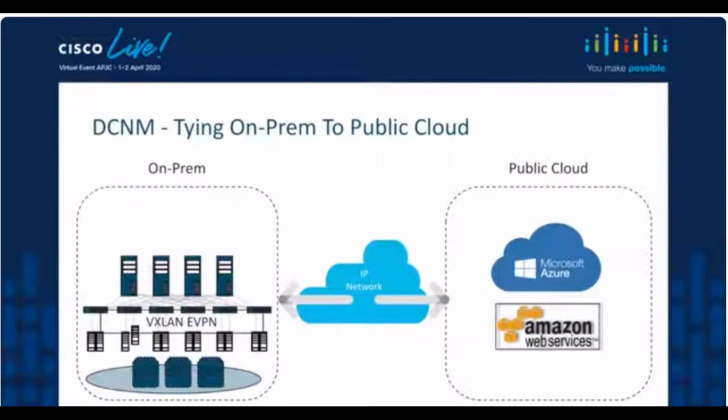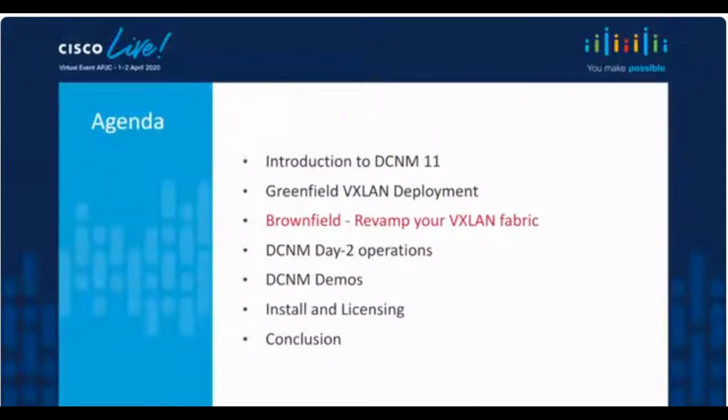So that's what we were talking about in the greenfield section as to how you bring up a fabric. You have your external connectivity, DCI, if you want to connect your on-prem data center with public cloud. We're supporting Microsoft Azure, and we're working on the other cloud providers soon as well. So that's really the entire greenfield section that we wanted to talk about. Now in the next section, we'll be covering brownfield and we will see how you can revamp your existing VXLAN fabrics with DCNM.